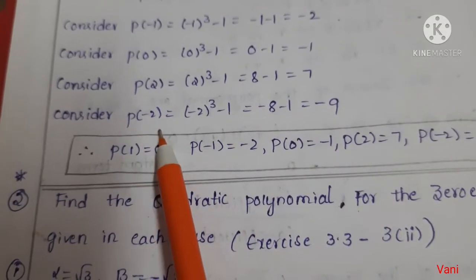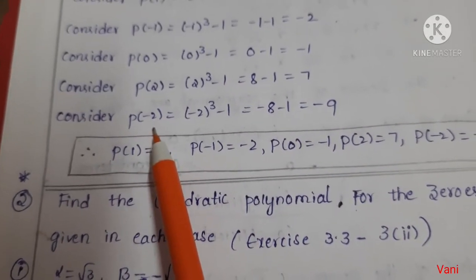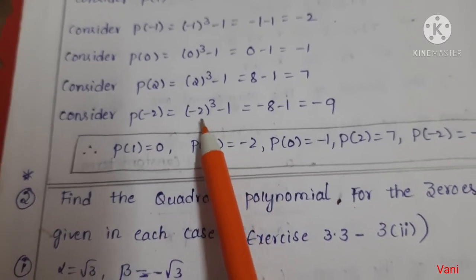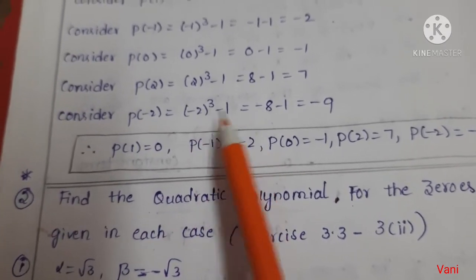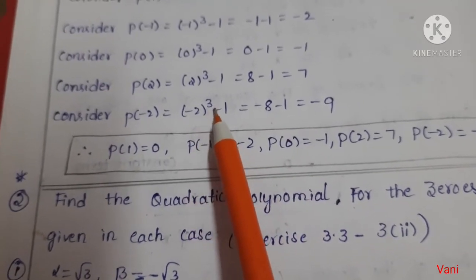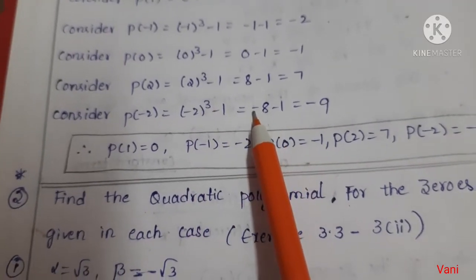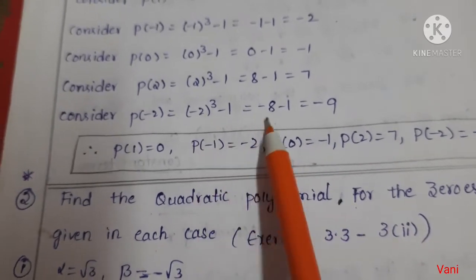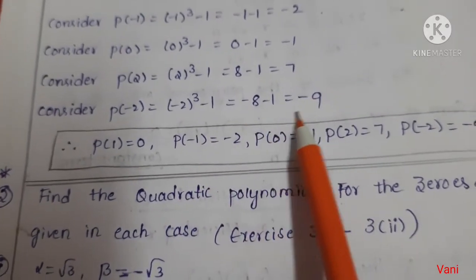Next, p of minus 2. In place of t substitute minus 2. So minus 2 whole cube minus 1. 2 cube means 8. As I said previously, if minus has an odd power, again you will get minus. So here, with power 3, it is minus. So minus 8 minus 1 gives minus 9.